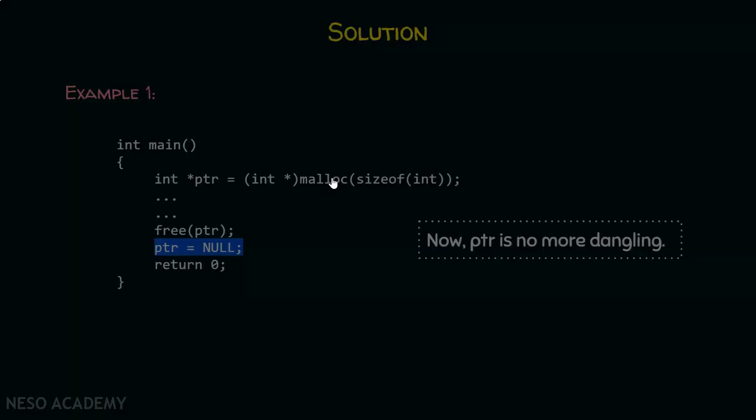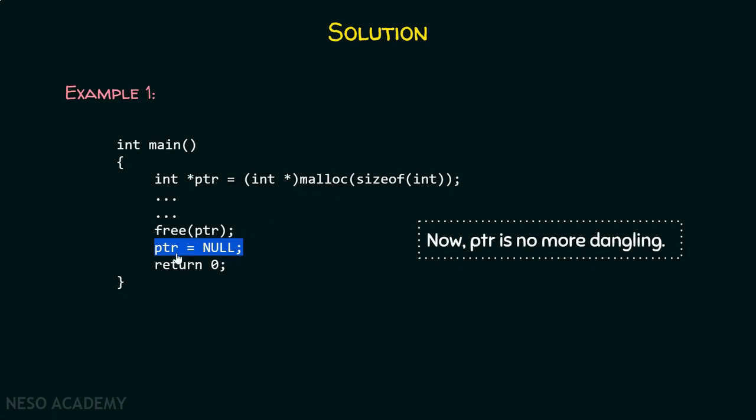Okay? What is the solution for this problem? The solution is simple, just reinitialize the pointer. Now here in this case, PTR has been initialized with null. Obviously this is the simplest possible step. Just initialize the pointer with null. Now this is legal, right? So PTR is no more dangling.